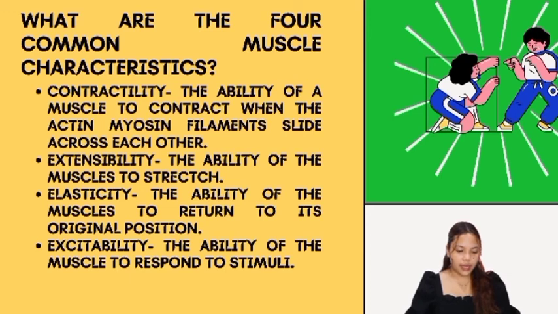Next is elasticity. It is the ability of the muscle to return to its original position. Take note, once a muscle stretches, it needs the ability to return to its original shape. Lastly, we have excitability. This is the ability of the muscle to respond to stimuli. Muscle movement occurs in response to nerve impulses.